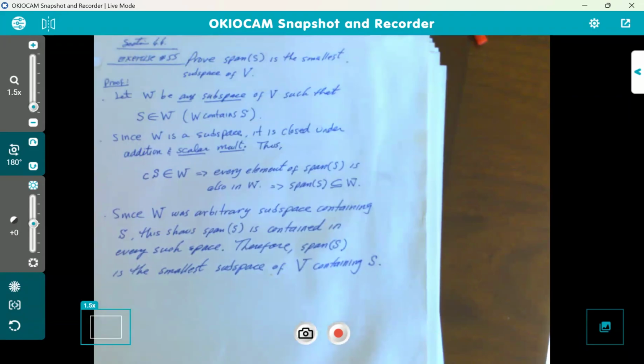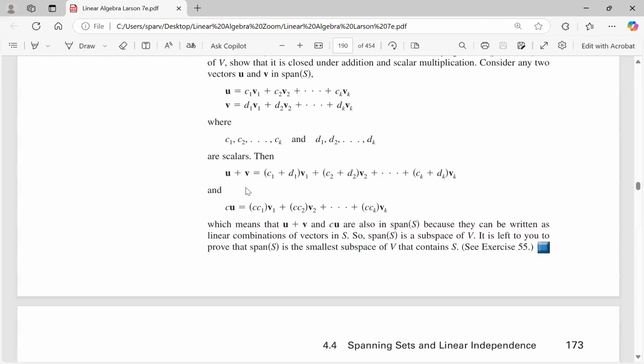Now, let me go back, change my share, and we go back to the page of the book here. Let's see. Hold on. Okay, so I'm changing my share to the page of the book. Okay, so let's continue on now.